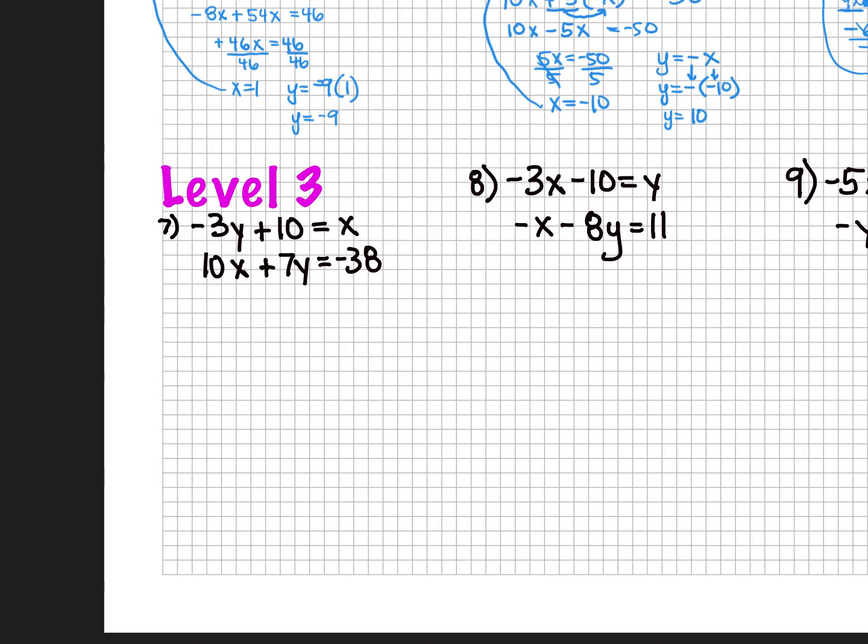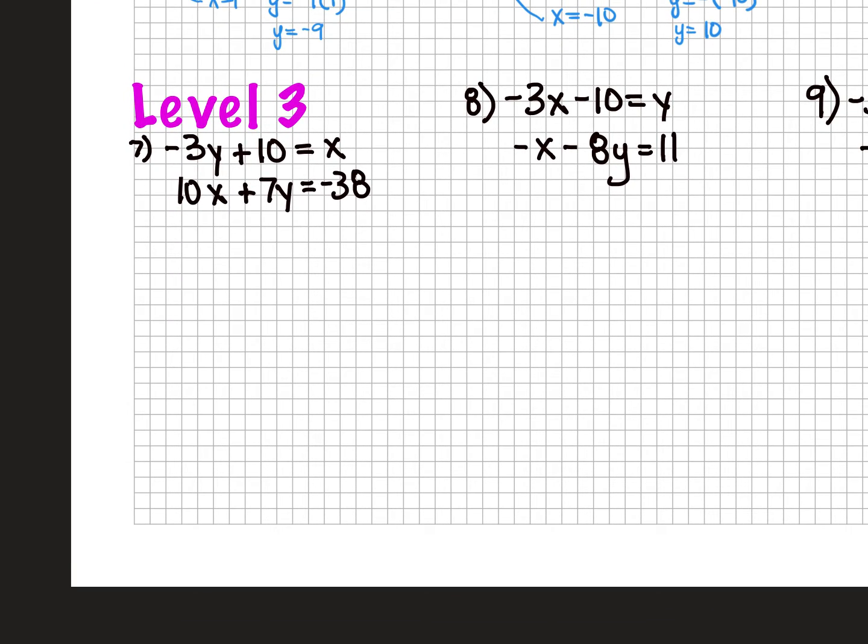All right, level 3s. These ones just get a little harder because you're going to have to plug in and multiply by 2 things. So 10 times, and we know what x is. X is negative 3y plus 10. So 10 times negative 3y plus 10 plus 7y equals negative 38. So I plugged that in for x, but we still got to multiply by positive 10. Positive 10 times negative 3y is negative 30y. Positive 10 times positive 10 is plus 100. And then the rest I'm going to copy. Plus 7y equals negative 38.